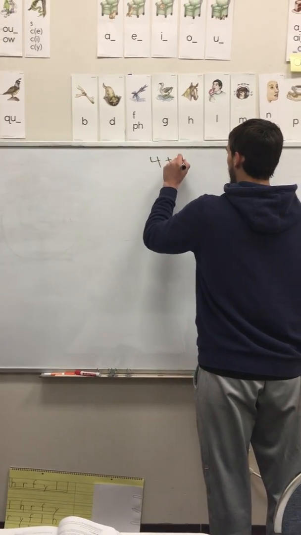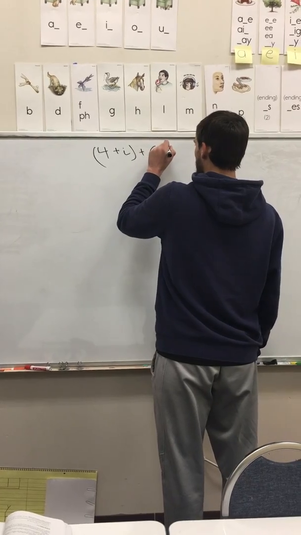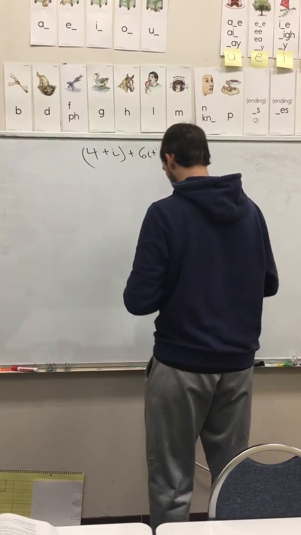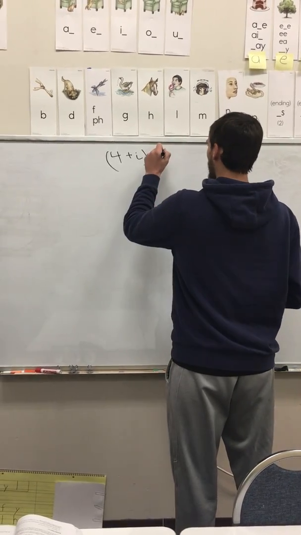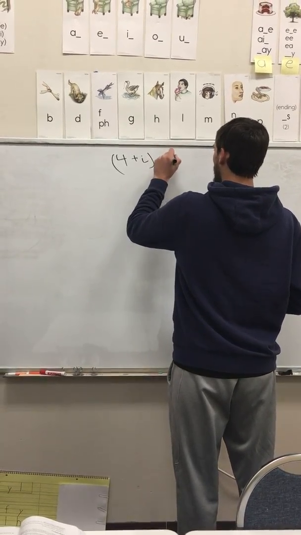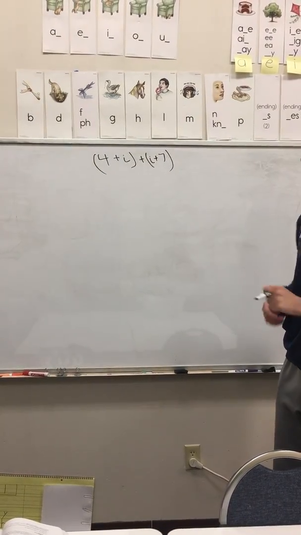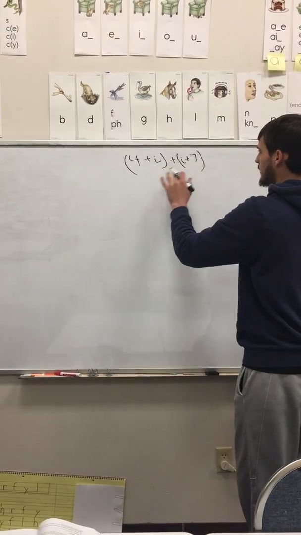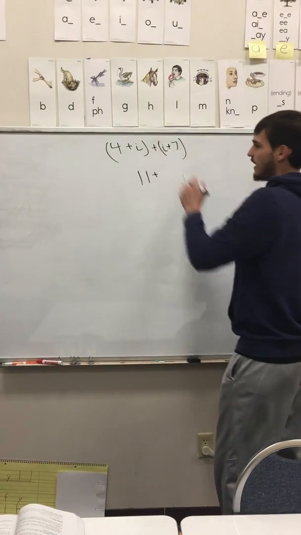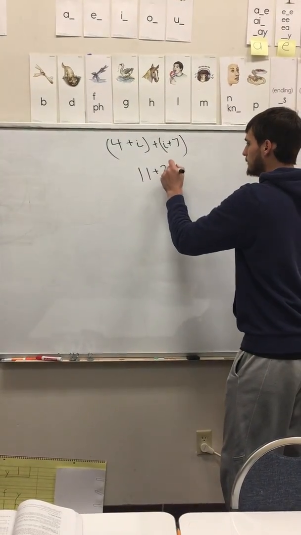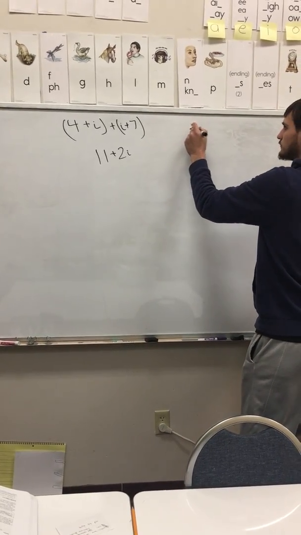4 plus i plus 6i plus. All right, so what are we going to do? Good. We'll combine everything, the reals and the imaginary. So the reals, 4 plus 7 is, yep, 11. i plus i is, yeah, 2i. Good. All right, let's do another one.